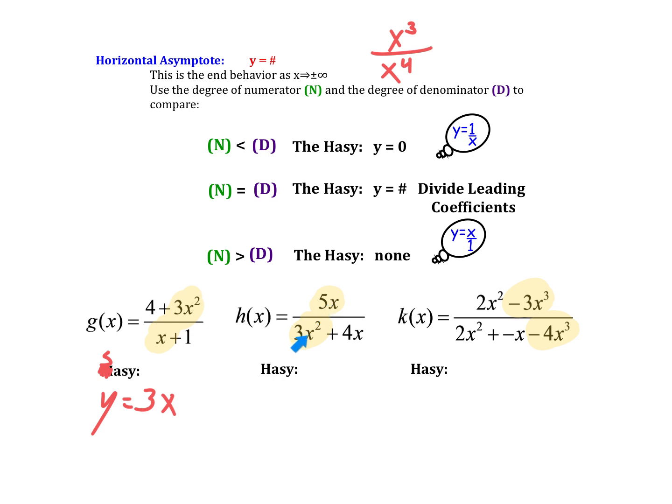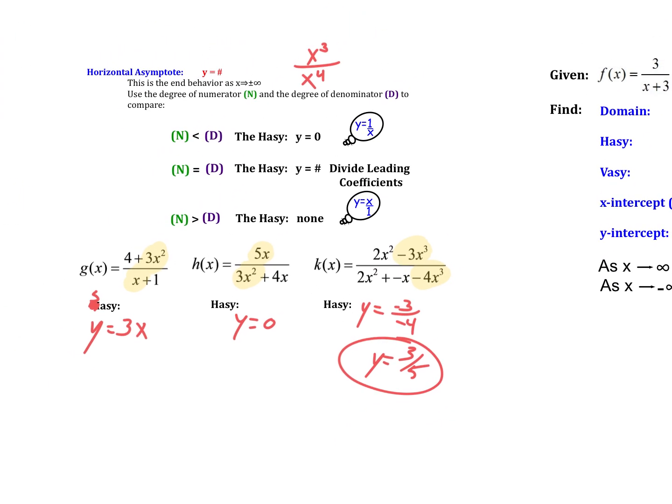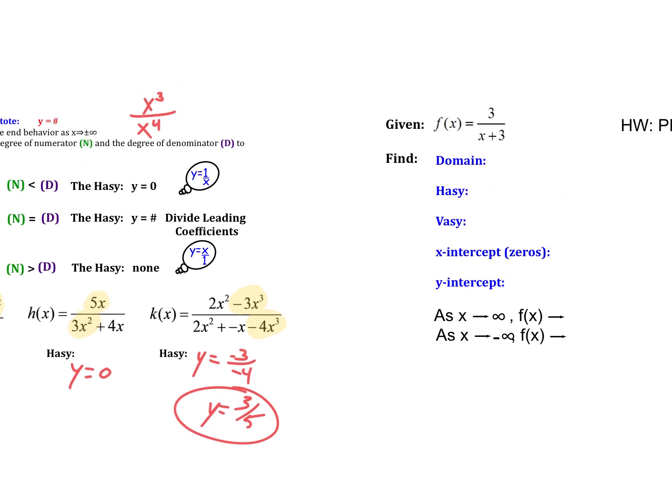Next one, I've got a 5x over 3x squared. Well, this one's clearly bottom heavy, so it falls into this category. It's bottom heavy, which means it defaults to 0. Last one here, I've got a negative 3x cubed over negative 4x cubed. Well, that's a tie. So I'm going to take the ratio of coefficients there, negative 3 divided by negative 4. Well, that simplifies to just 3/4. So we'll have 3 possible scenarios anytime we're trying to get our asymptote values.